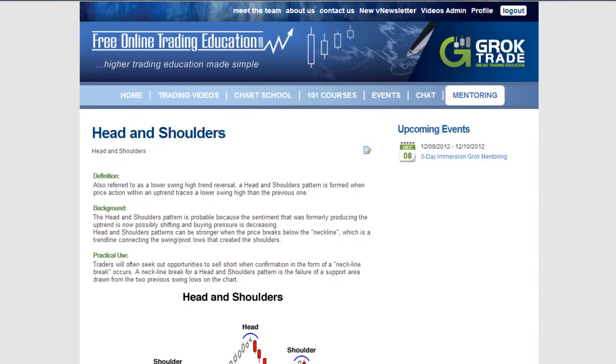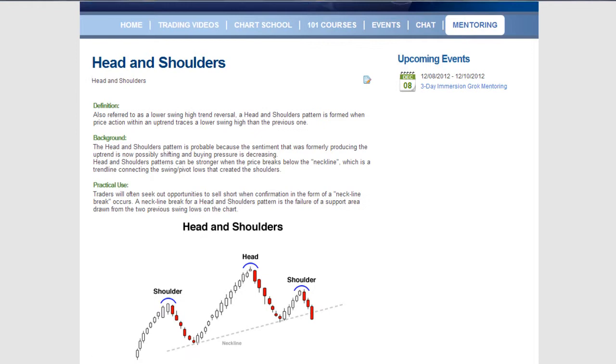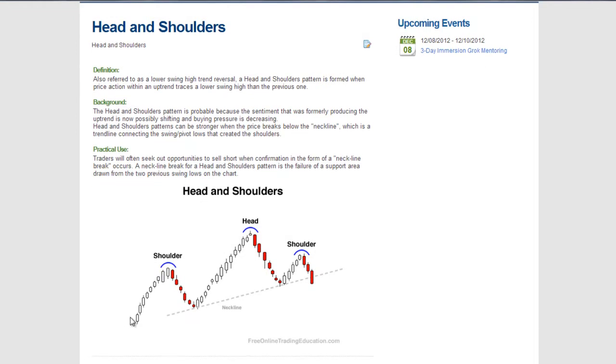If you want to know more about that pattern, just go to freeonlinetradingeducation.com to our free chart school and look for head and shoulders. This is a description of it, and down below is a picture of it where you have a shoulder, a head, and then a shoulder. And this is what's called the neckline, where you connect those two lower ones. When it breaks the neckline, it is a trend reversal pattern, and that is a possible short entry.